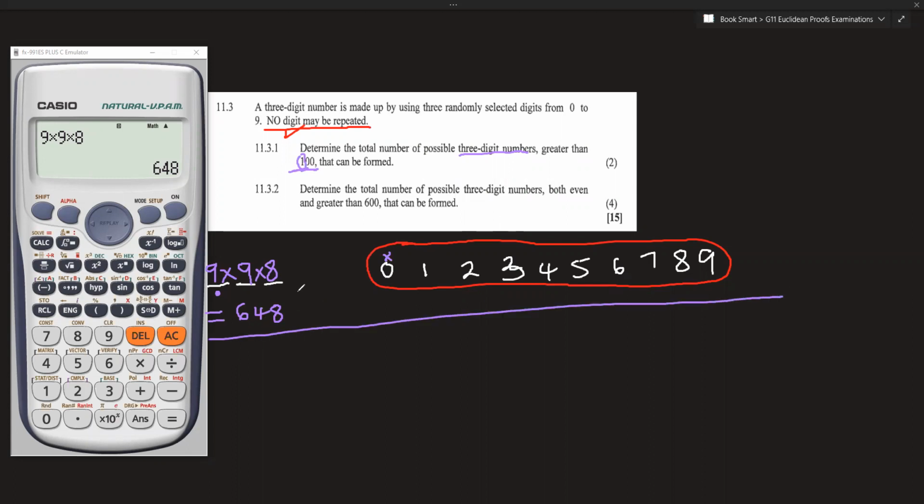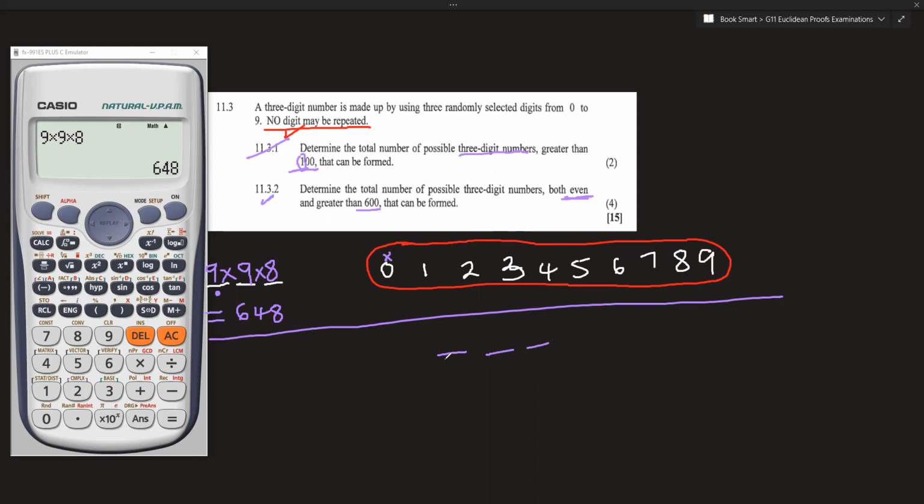Okay, let's go to this one now. Here they want us to determine the total number of possible 3 digits that are both even. So it must be an even number and be greater than 600. So here we have 2 restrictions. The first restriction, it must be an even number. Remember, for even numbers, we check how they end. For example, a number ending with 5 cannot be even, but a number ending with 4, 6, 0 can be even, and is indeed even.